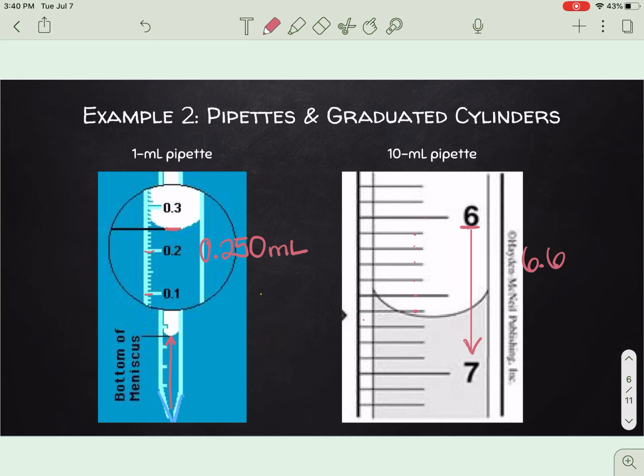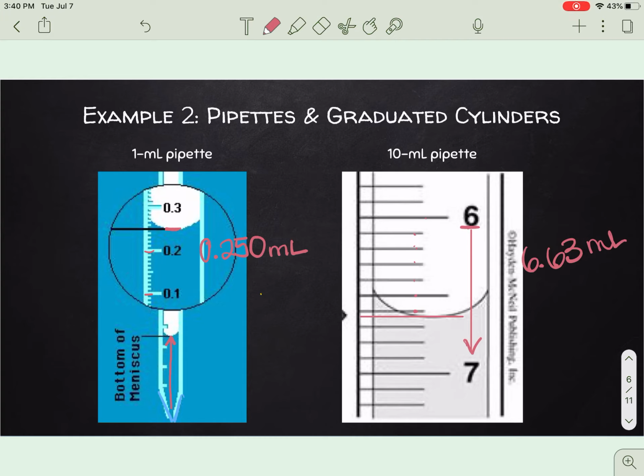Now, if we look at the meniscus, it's not quite halfway. Yeah, that's about where the bottom of the meniscus is. So it's not quite halfway. It might be like 6.63 milliliters.